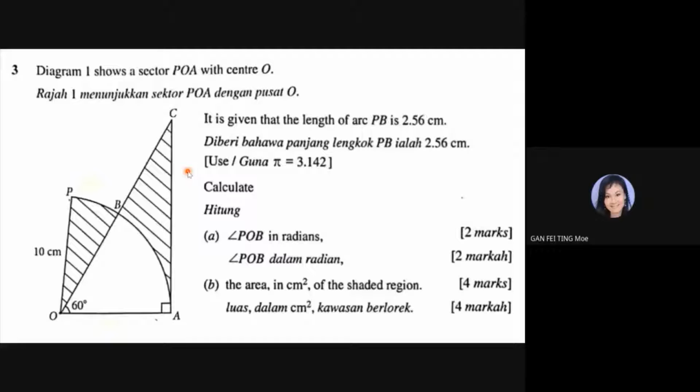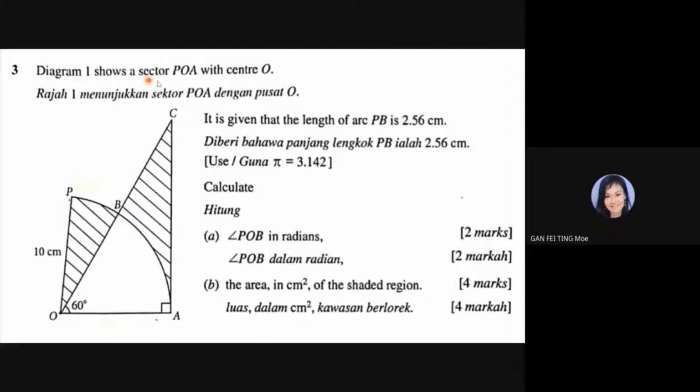Okay, next, this is circular measure. Circular measure, you have to follow the steps, the 4 steps, how to solve a problem. So this is 6 marks. Okay, if you could solve this question in less than 9 minutes, that will be very good.